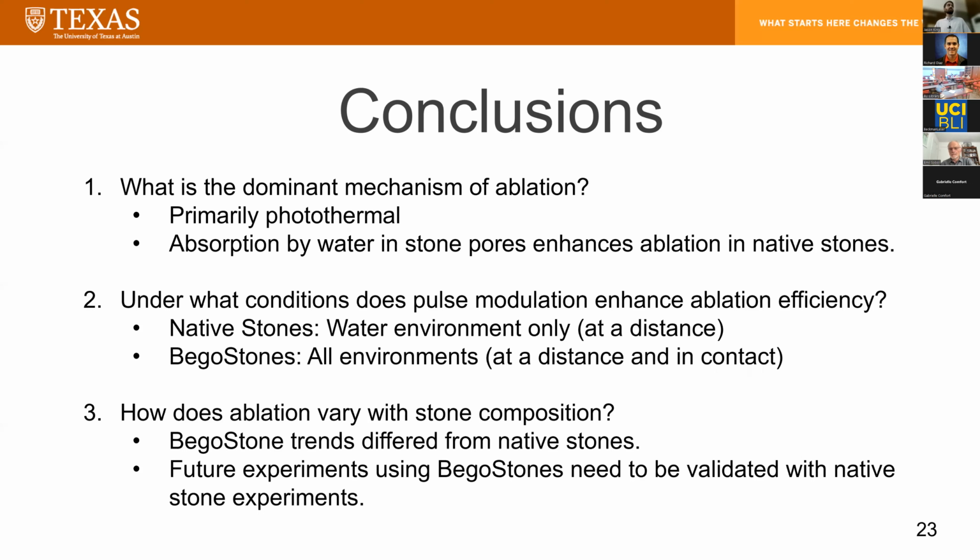Second, under what conditions does pulse modulation increase the ablation efficiency? In the native human stones, it only increased it in an in-water environment, which would translate to a case where the fiber is at a distance from the stone with water in between. Where for the Vigo stones, we saw an increase in ablation efficiency for all environments, which would be both when the fiber is at a distance as well as when it was in contact with the stone.